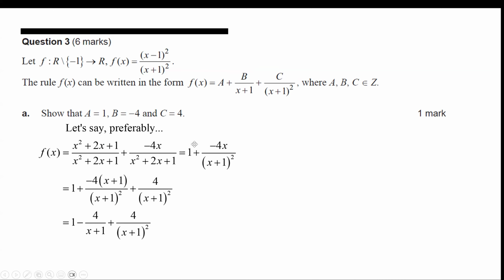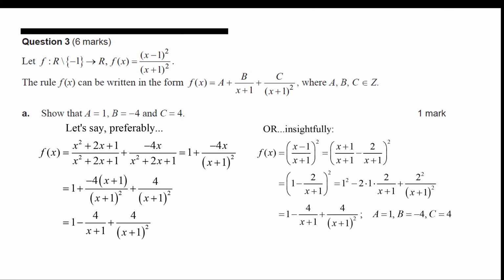Then the next thing is you may want to separate the minus 4x in this way, like minus 4 bracket x plus 1, and then you add 4 back to balance it out. And this term will be further reduced to minus 4 over x plus 1. And then the last term is just 4 over x plus 1 squared. And this is a convincing set of working, but you do have to show the steps: separating out the 1, treating the minus 4x, splitting in 2 terms, and then getting the desired result.